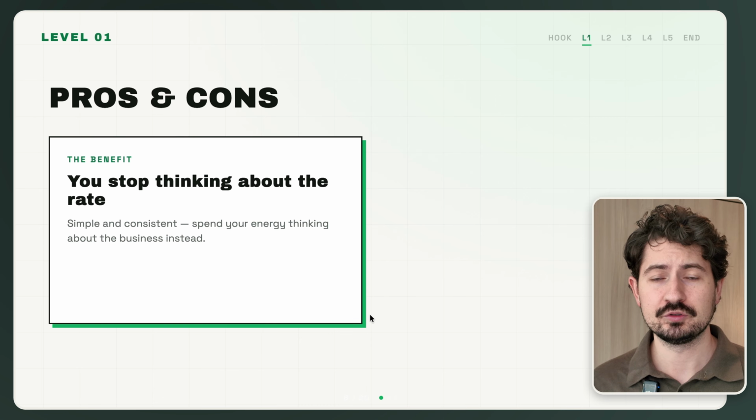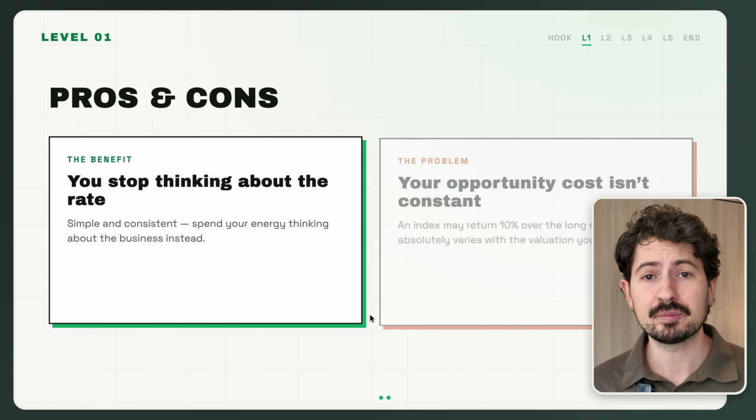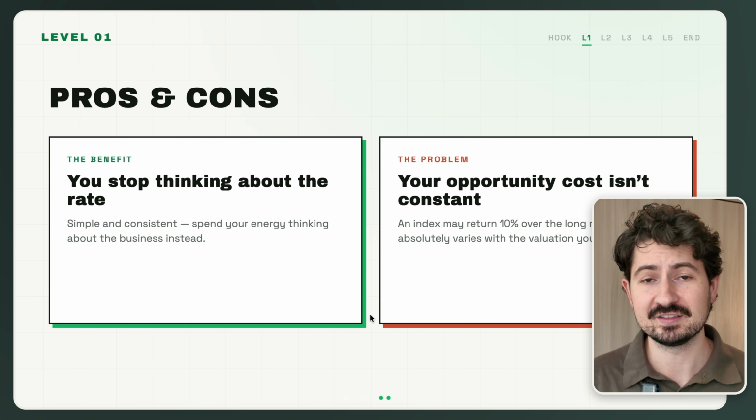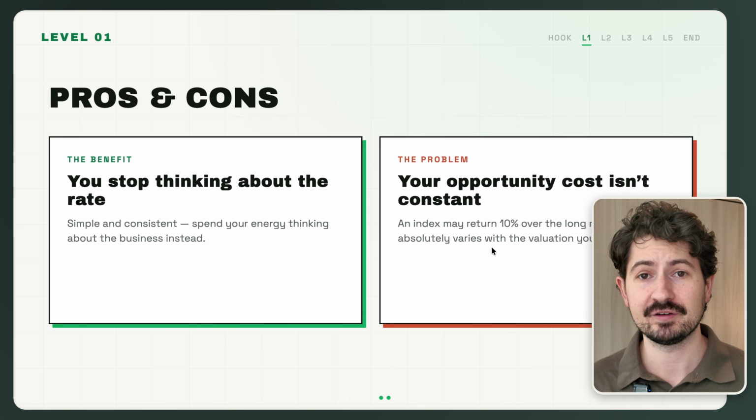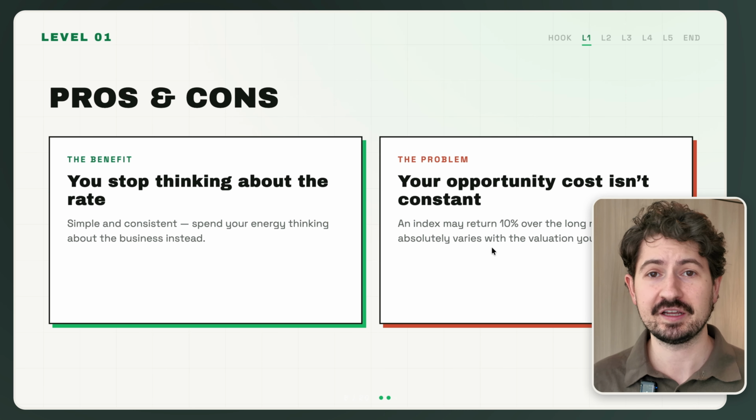The problem with the approach though is that in reality, your opportunity cost is not always the same. Let's say that you think your opportunity cost for any investment is that you just put that money in the S&P 500 and let it compound at an average of 10% every year.